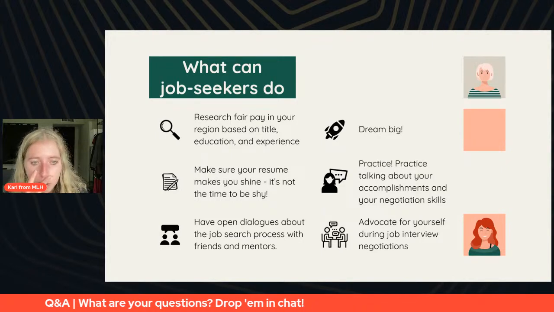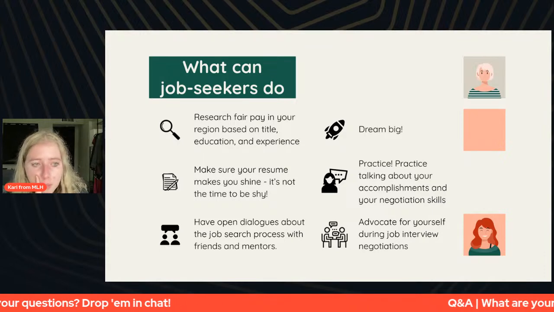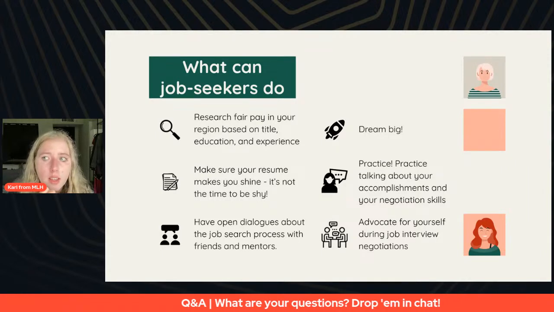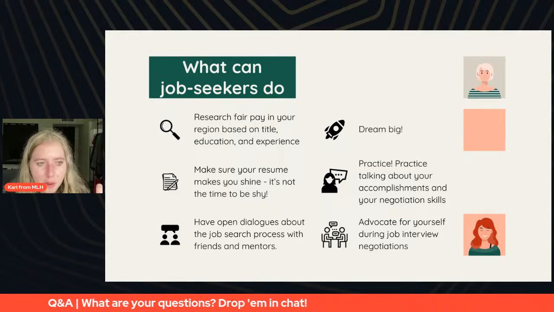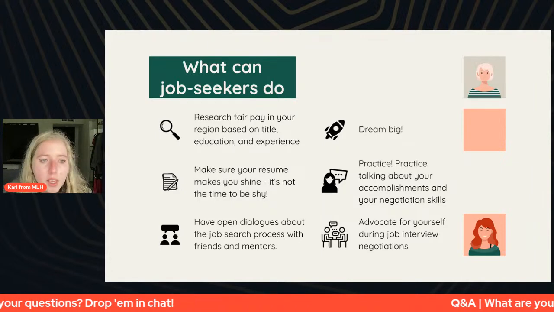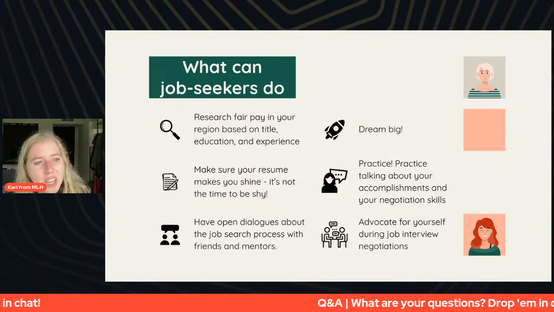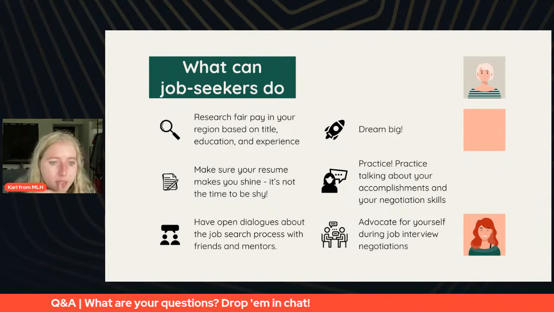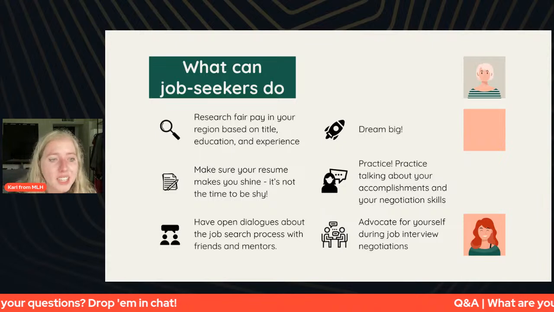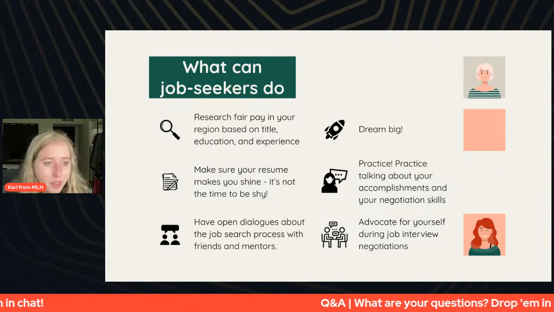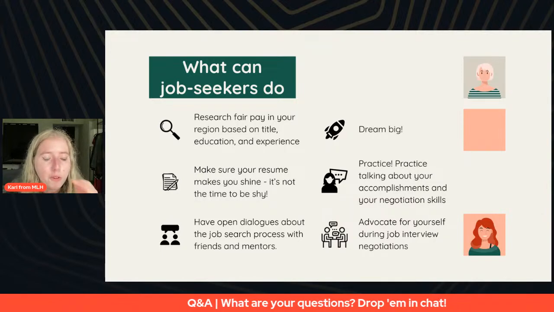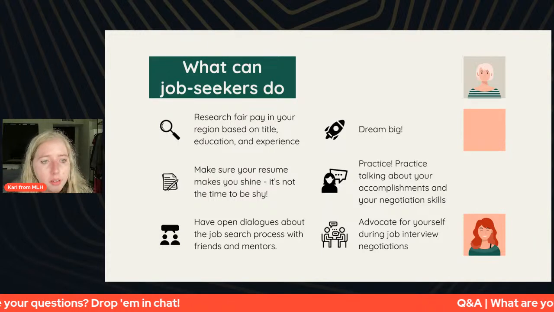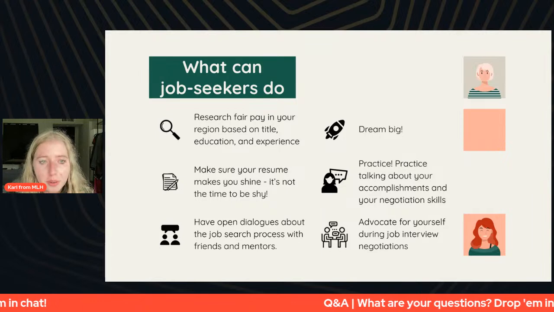Have open dialogues about the job search process with friends and mentors. This one's incredibly important. This is one that I've personally seen a lot of benefit out of. I got lunch with a friend yesterday. We're both in the middle of the job hunt right now. It's a fun time. I think we had realized we were having similar experiences, but not necessarily that much. And sitting down together, mostly catching up as friends, but also having an open dialogue about this made us both feel a lot more at ease about what we can accomplish in the future, what our life could look like, and also what other people are going through.